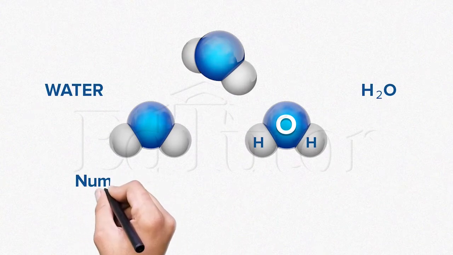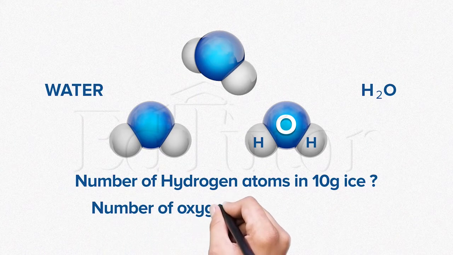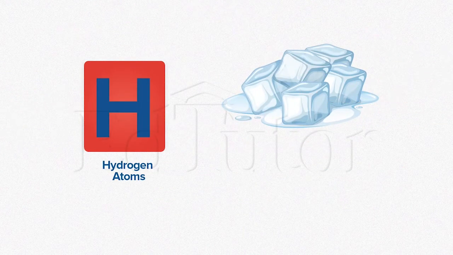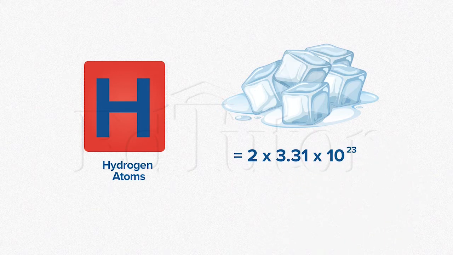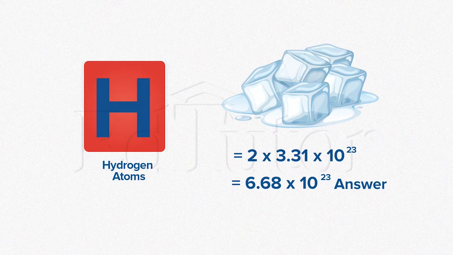The second part of the question requires us to calculate the number of hydrogen and oxygen atoms separately, right? So, we know that one molecule of water contains 2 hydrogen atoms and we just calculated the number of molecules of water. Therefore, 3.31 into 10 to the power 23 molecules of water will contain 2 multiplied by 3.31 into 10 to the power 23 hydrogen atoms. That will give us 6.68 into 10 to the power 23. So, that is the number of hydrogen atoms present in this sample.